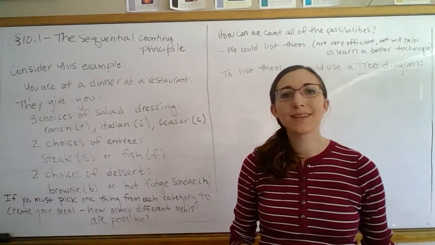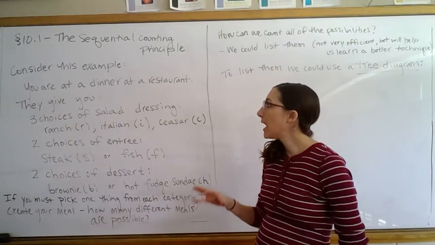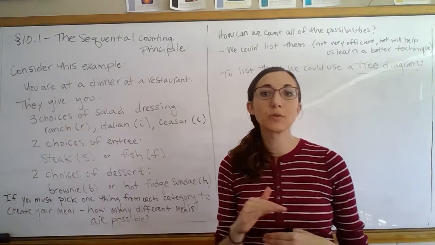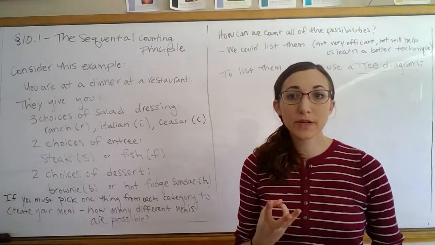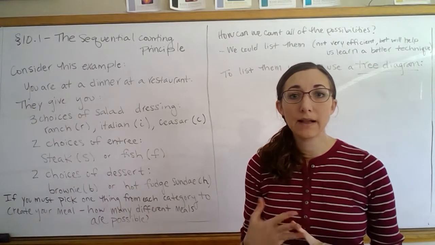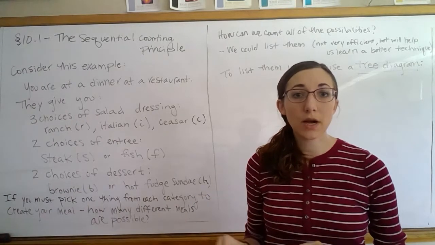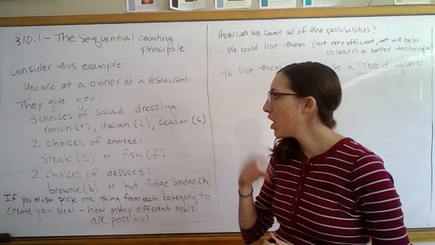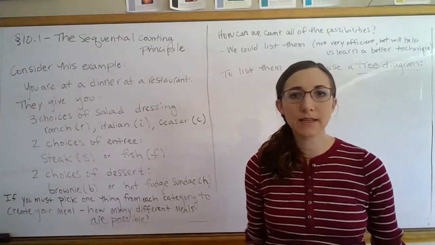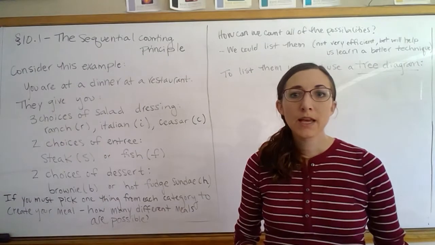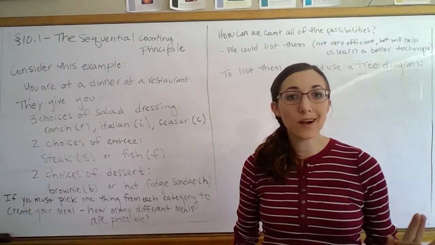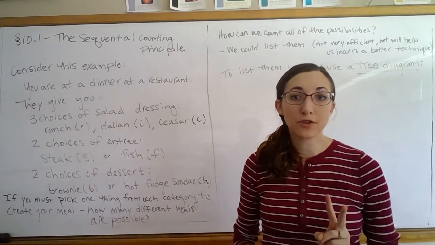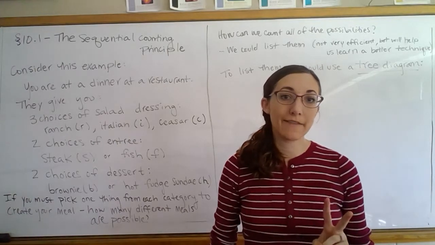In this example, it says, suppose we're at a restaurant and they give us different options to create a meal. First we have to pick a salad. They give us 3 different choices. We can pick ranch, Italian, or Caesar. And I'm just going to abbreviate words with just the first letter: R for ranch, I for Italian, C for Caesar, and so on. Then they give me a choice for entree, 2 different choices, steak or fish. And then we get 2 different choices for dessert, a brownie or a hot fudge sundae.